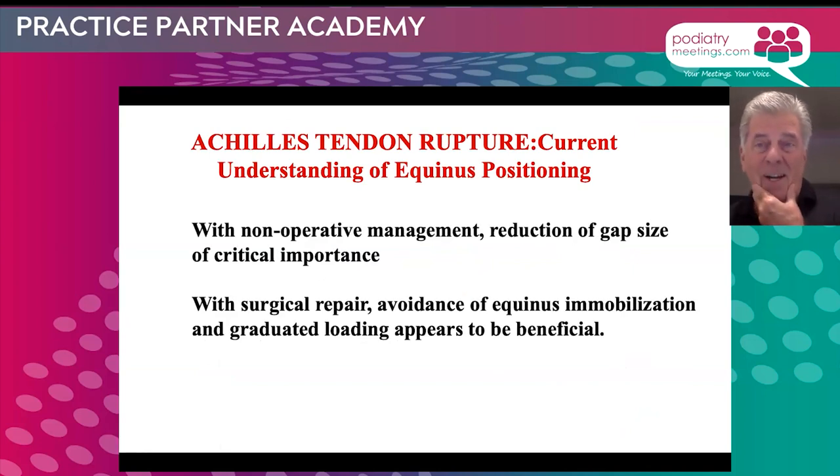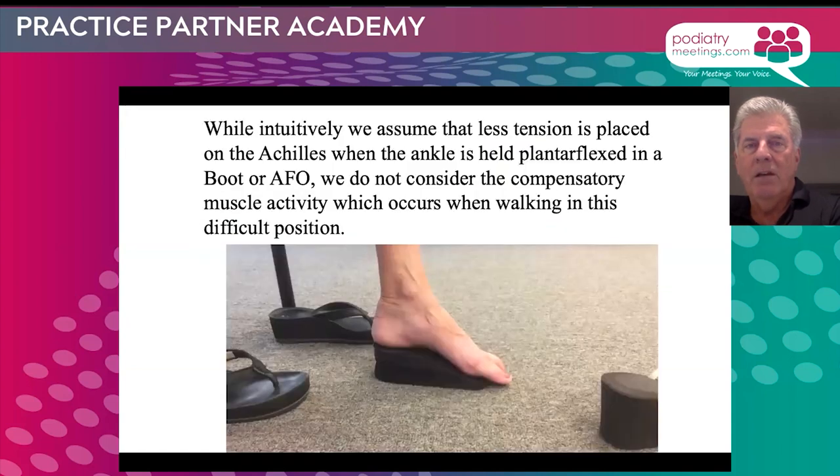So to summarize my view of the research thus far, with non-operative management, we are very concerned about gap size and positioning in equinus. But with surgical repair, there's more and more evidence to avoid equinus positioning and allow immediate weight bearing with graduated loading. So if we do want to reduce gap size, we have to plantar flex the foot on the leg. But we don't really know what compensatory muscle activity might occur when we do this.